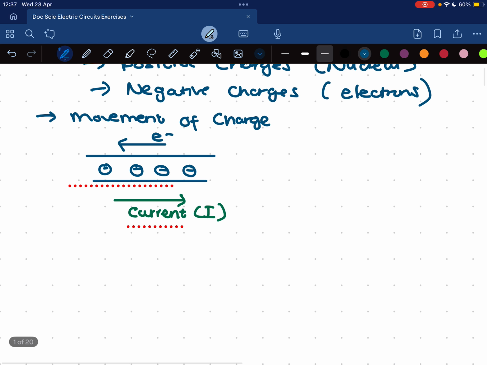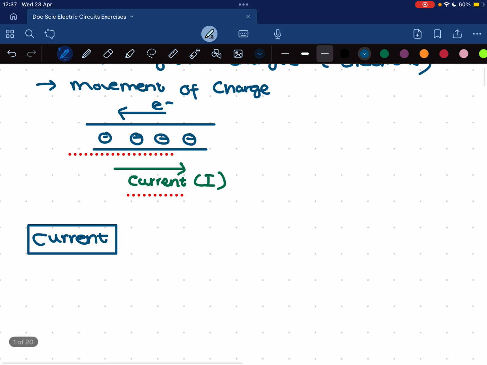So if we look at what current is, it is defined as the rate of flow of charge. Okay, so that is also a SAGS definition that you'll find inside your SAGS document. So current is defined as the rate of flow of charge.